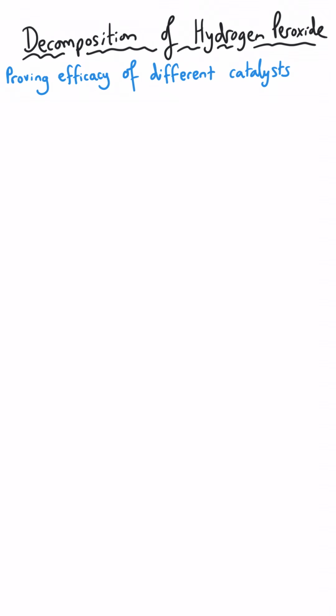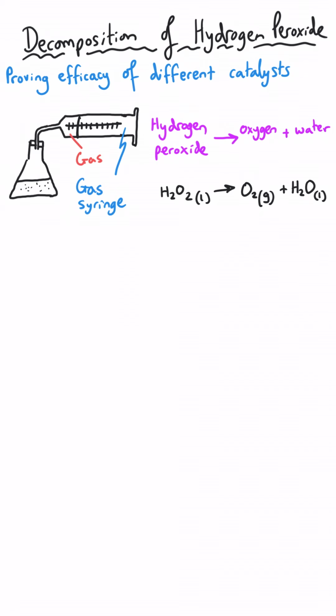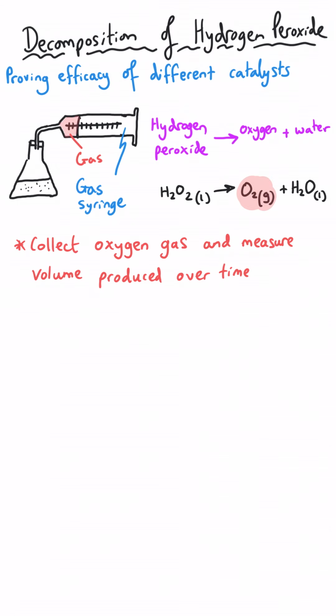You can do an investigation into the quality of a particular substance as a catalyst. For instance, you can look at the decomposition of hydrogen peroxide, which decomposes into oxygen and water. Oxygen is a gas, and so we can collect this gas and measure the rate at which this gas is produced. And so on this occasion, the rate of reaction is going to be in centimetres cubed per second because it's a volume of gaseous product produced over time.